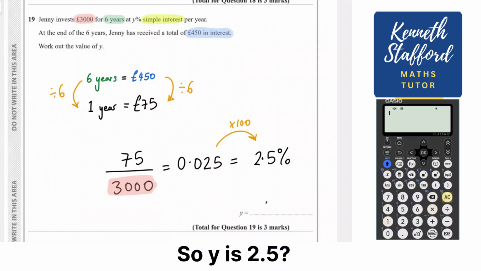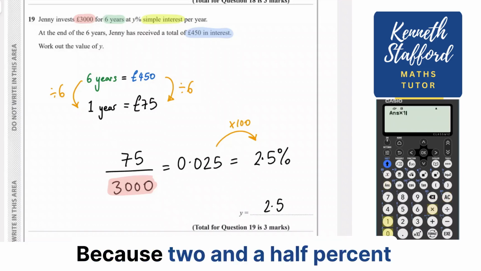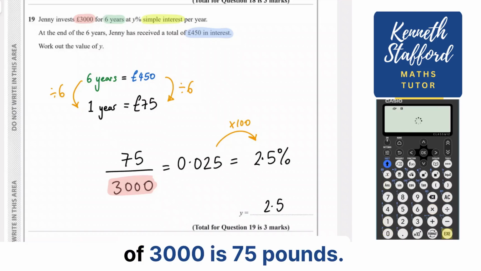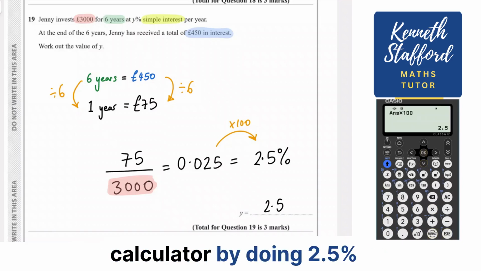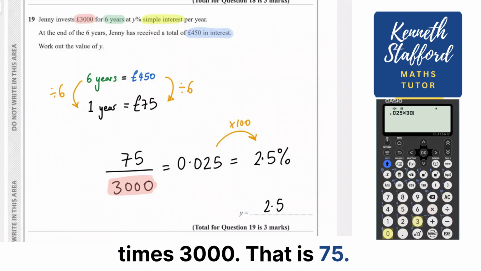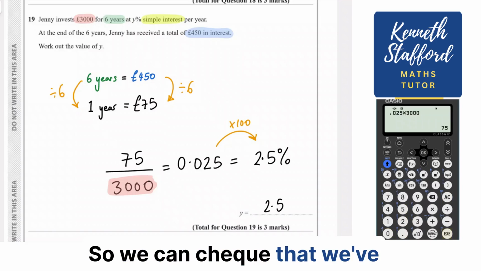So why is it 2.5? Because 2.5% of 3,000 is £75. And we can check that on the calculator by doing 2.5% times 3,000. That is 75. So we can check that we've done this right.